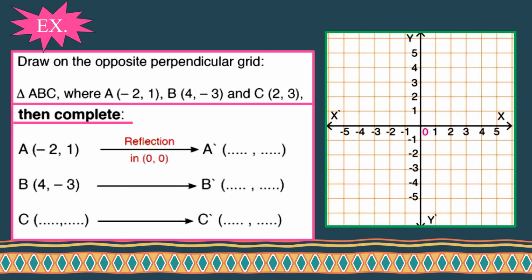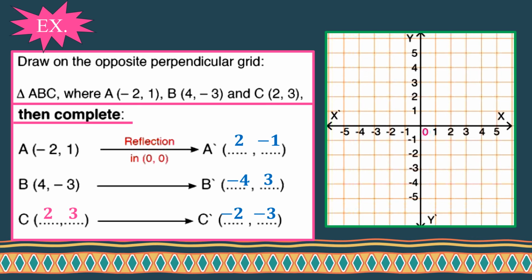Exercise: triangle ABC where A is (-2, 1), B is (4, -3) and C is (2, 3). Then complete: A (-2, 1) reflection in the origin, so we change the sign of x and y. A dash becomes (2, -1). B (4, -3) also change the two coordinates. 4 becomes negative 4, negative 3 becomes 3. And C is (2, 3), so the reflection in the origin equals (-2, -3).